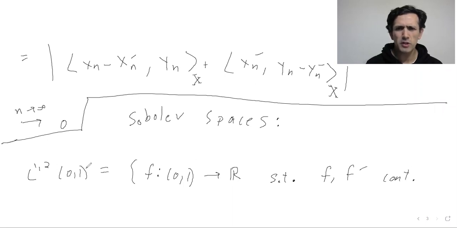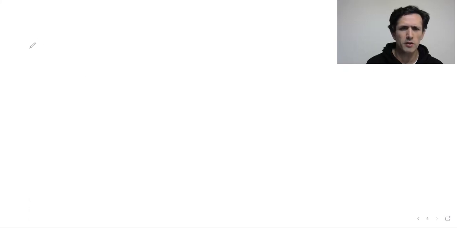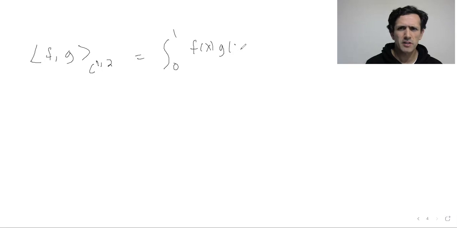Right, so remember C^1_2 is the set of all f from 0 to 1 to R, where f and f prime are continuous. f has a first derivative on 0 to 1, and the C^1_2 norm is finite. I'll remind you what the C^1_2 norm is by telling you what the inner product is. So this has an obvious inner product. Integral from 0 to 1, f of x, g of x.